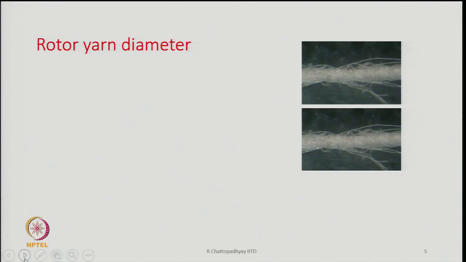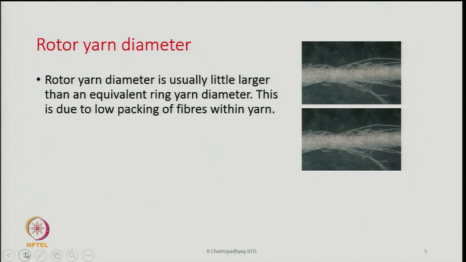Now, when we discuss the diameter, here we see two rotor yarn images, both are rotor yarns, and you can see the way the fibers are there on the surface. Many fibers appear to be quite loose. Generally the rotor yarn diameter is usually a little larger than the equivalent ring yarn diameter. And why is it so? This is because of low packing of fibers within the yarn. The packing of fibers within the yarn is relatively less in comparison to ring spun yarn.